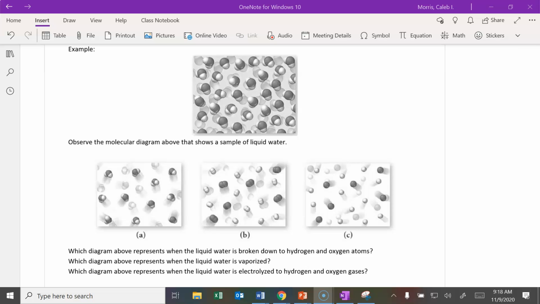Here's a typical problem asking about physical versus chemical changes, similar to something you might see on the AP exam. It says, observe the molecular diagram above that shows a sample of liquid water. So we see the H2O molecule, oxygen being represented by red generally, in this grayscale model it's the gray atoms, and then the white atoms are hydrogen. Which diagram above represents when the liquid water is broken down to hydrogen and oxygen atoms?